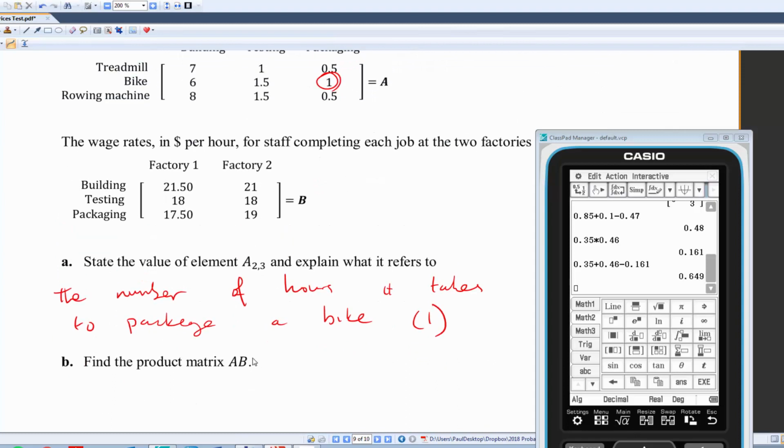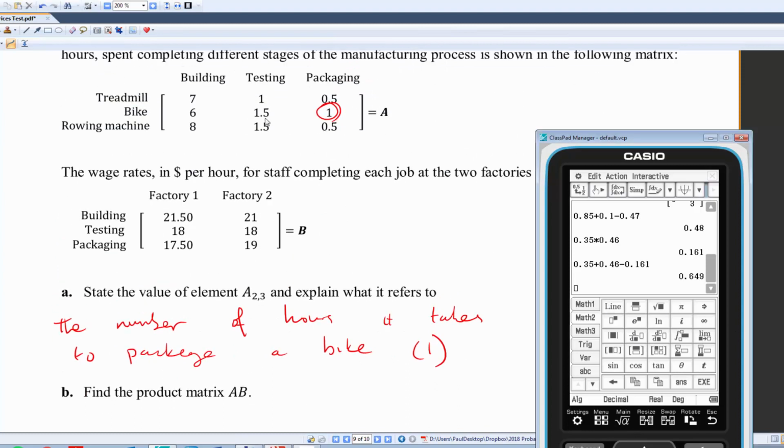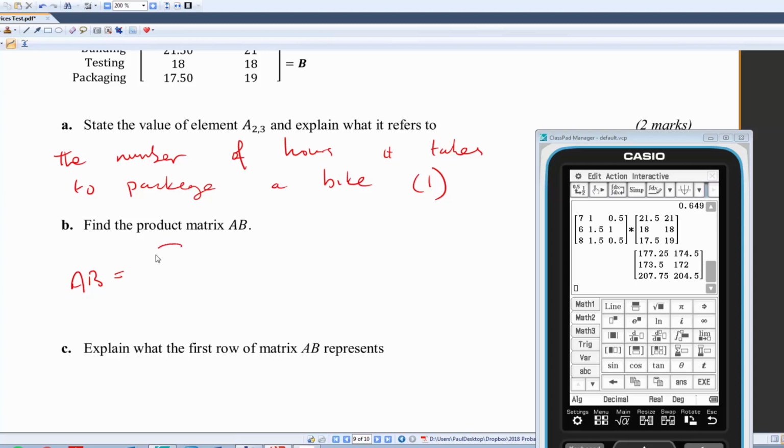1. So you had to multiply, and again with a calculator here it was a no-brainer, so A times B. We're going to multiply that by the wage matrix to get that. So AB equals, for 1 mark, you didn't need to show any working out other than you need to write this.